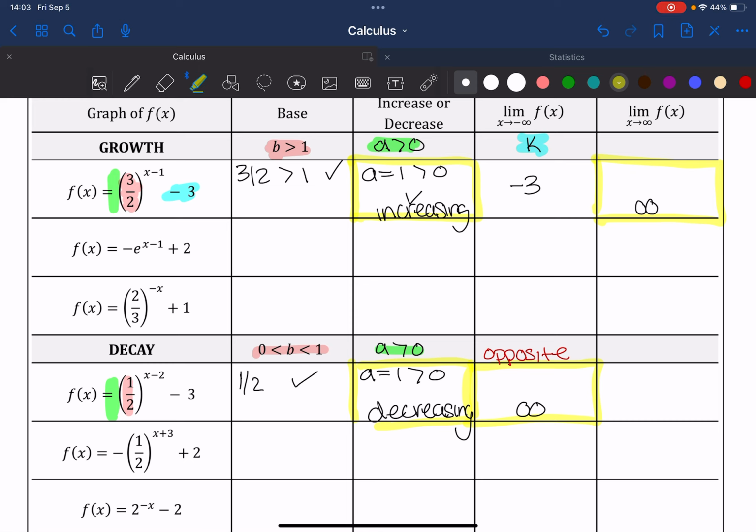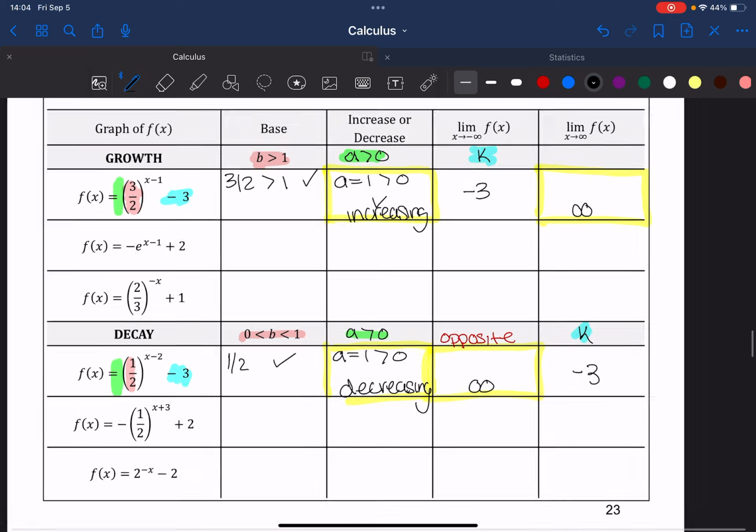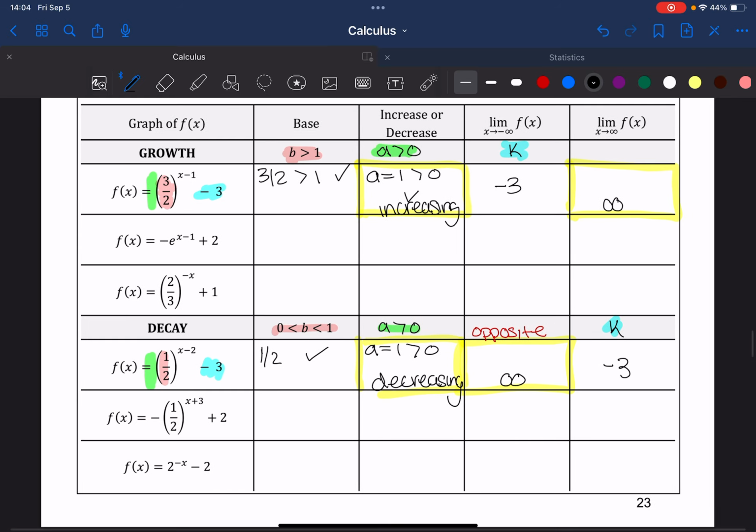And then lastly, the limit as x approaches infinity means we're going to be looking at our k value, which in this case is -3. Okay, so what I would do now is pause the video and then come back and check your work.